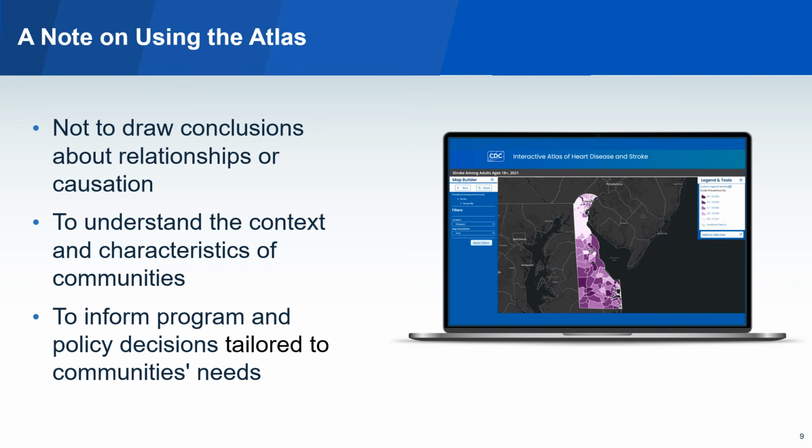Before we compare more maps, it's important to note that maps from the Atlas of Heart Disease and Stroke provide important contextual information but do not indicate causation. Rather than drawing conclusions about relationships, we can use these maps to understand the characteristics of communities with varying stroke burden and proximity to stroke centers. This context informs program decisions that are tailored to the needs of each community. Now let's start to understand the context surrounding stroke and proximity to stroke centers with additional maps.